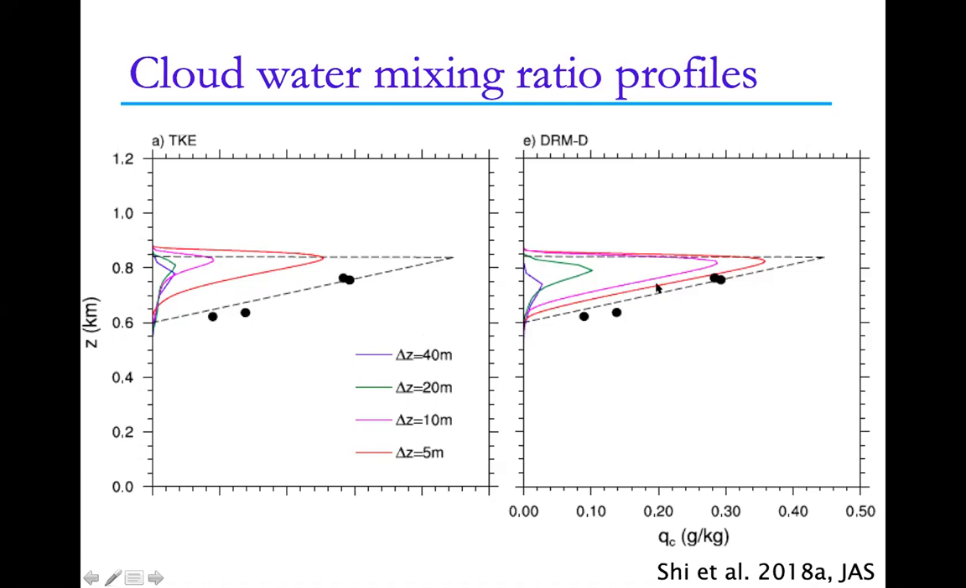And the DRM, on the other hand, does a pretty good job at 5 and 10 meter resolution compared to what you saw in the TKE closure at maintaining this cloud water. At coarser resolution, it underpredicts again because it entrains too much at the top of the boundary layer.